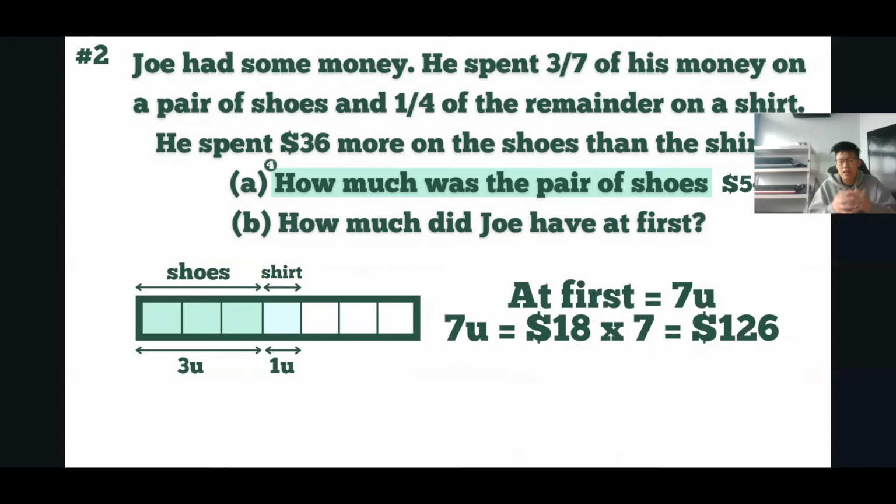To recap a little bit, we drew 7 units, we shaded 3 units, and 1/4 of the remainder. Because we have the exact amount of units, we don't have to draw a drop-down model or split it into parts. We just shade 1 unit. Then we realize that shoes is actually 3 units and shirt is actually 1 unit. Therefore the difference is 2 units, and 2 units is my $36. Why is it that $36 is the difference? Because of the word more.